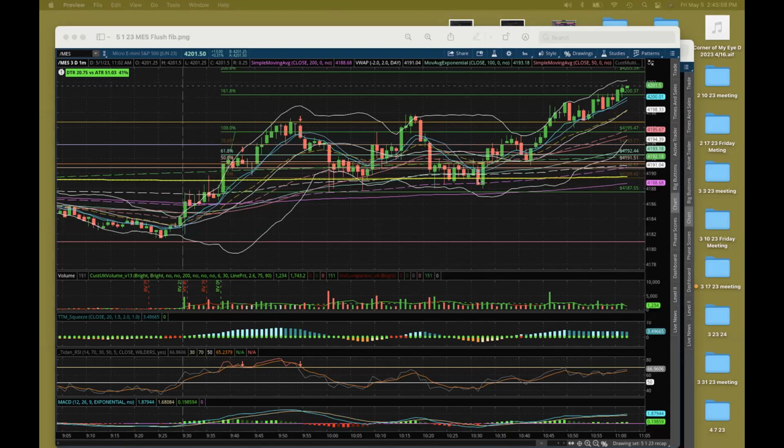So the 666 lined up perfectly with the 23 fib. If you look really close, there were a couple of times where it poked out of it, and I was like, okay, I'll take those one at a time. It poked out of it here a little bit.